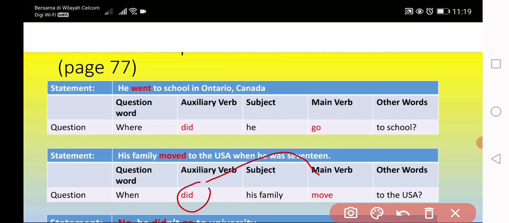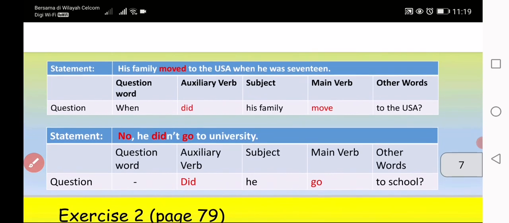Did his family move to the USA? Did, base form, move to the USA. USA kita ambil daripada mana? Daripada ayat atas ni. Okay, boleh faham?